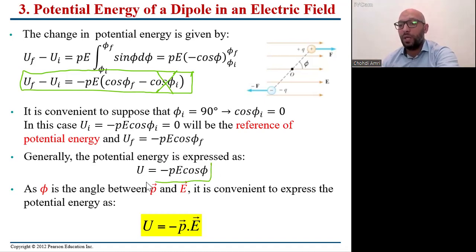It will be minus PE cosine theta. So PE cosine theta is the dot product between P and E. So we can say that the potential energy is minus P dot E. Let's make a summary here before we start some examples.